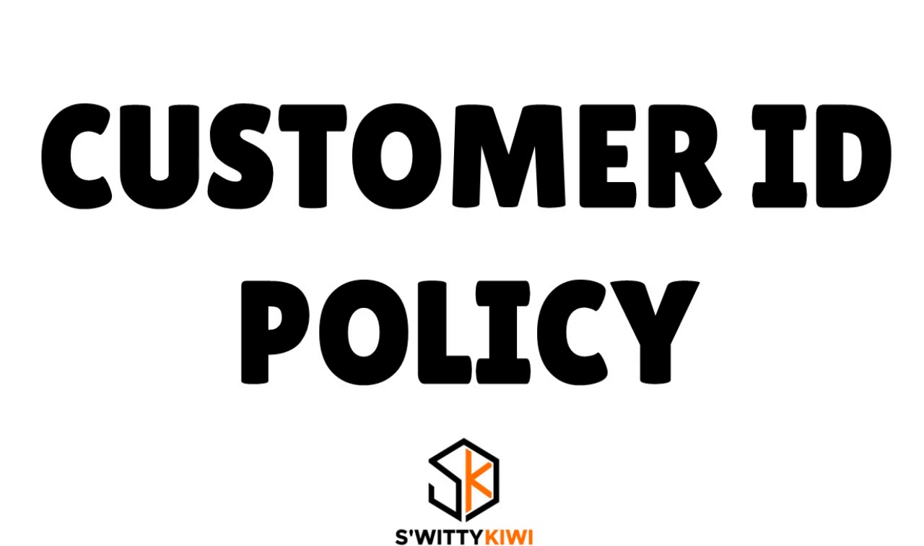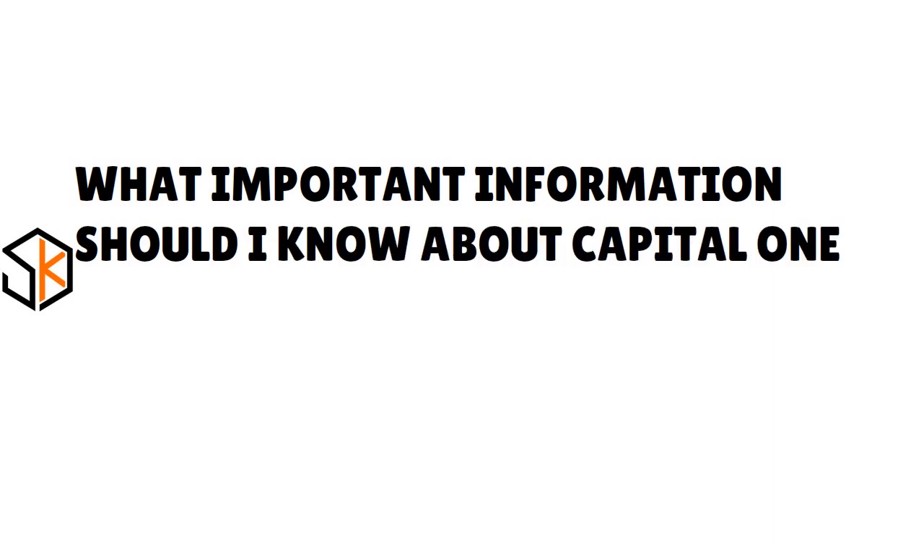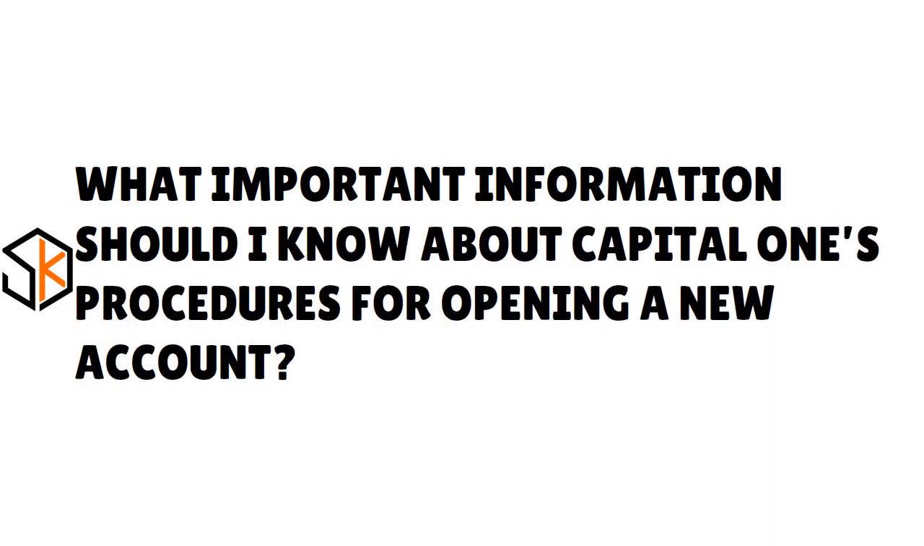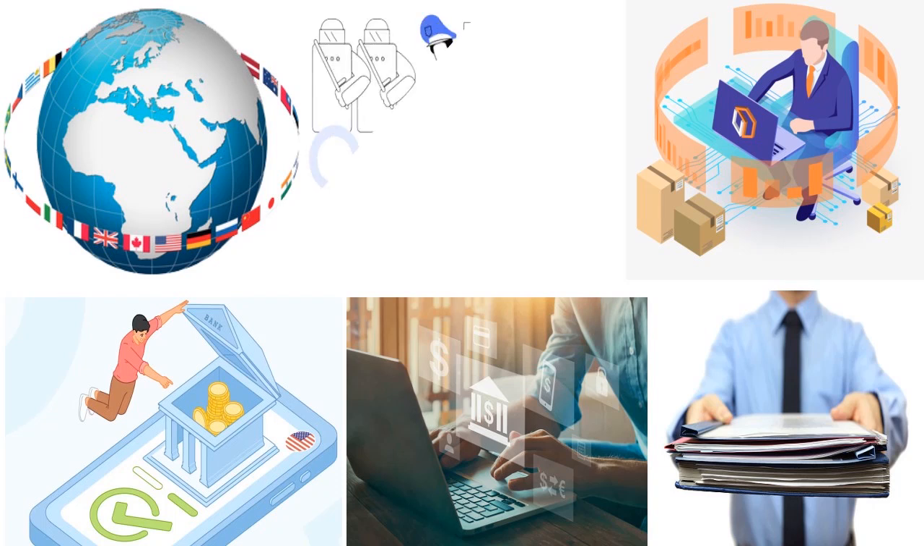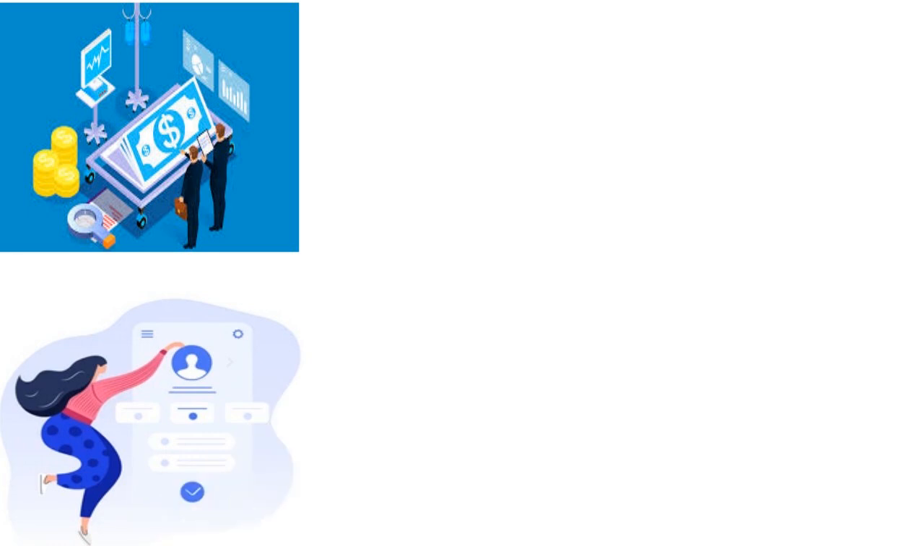So that's really important. What important information should you know about Capital One's procedures for opening a new account? Well, to help the government fight the funding of terrorism and money laundering activities, federal law requires all financial institutions, including Capital One, to obtain, verify, and record information that really identifies each person who opens an account. So for you to open a business account with Capital One, you've got to have the proper documentation.